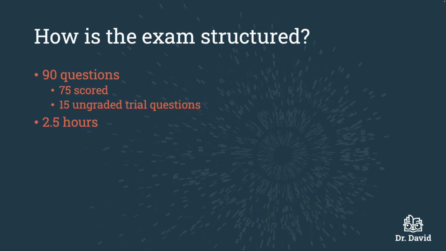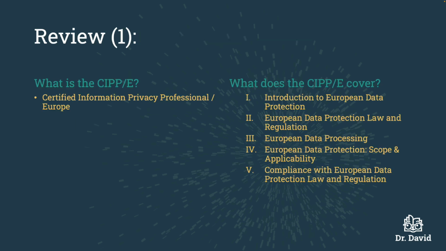Finally, you have a total of 2.5 hours to complete the exam. In this lecture, we answered the question, what is the CIPPE certification? Again, CIPPE is an acronym that stands for Certified Information Privacy Professional Europe. There are 5 domains in the newest iteration of the CIPPE exam. These domains concern an introduction to European data protection, European data protection law and regulation, European data processing, European data protection scope and applicability, and compliance with European data protection law and regulation.